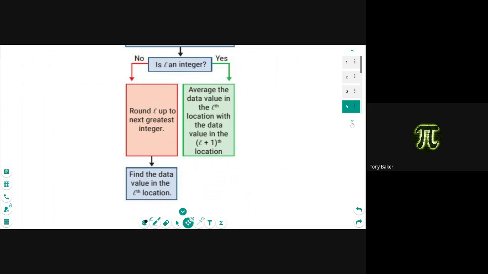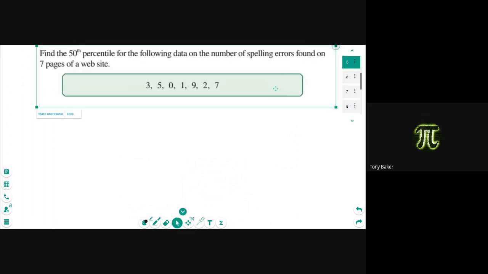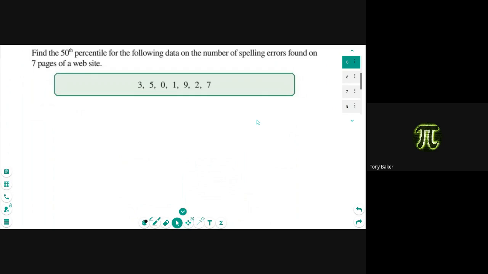All right, let's actually do this so you can see how it works. Here are my numbers. This is the number of spelling errors found on 7 web pages. And we want to find the 50th percentile. So what's step 1? What's the first thing I have to do to these? Put them in order. Very good. Always make sure you put them in order.